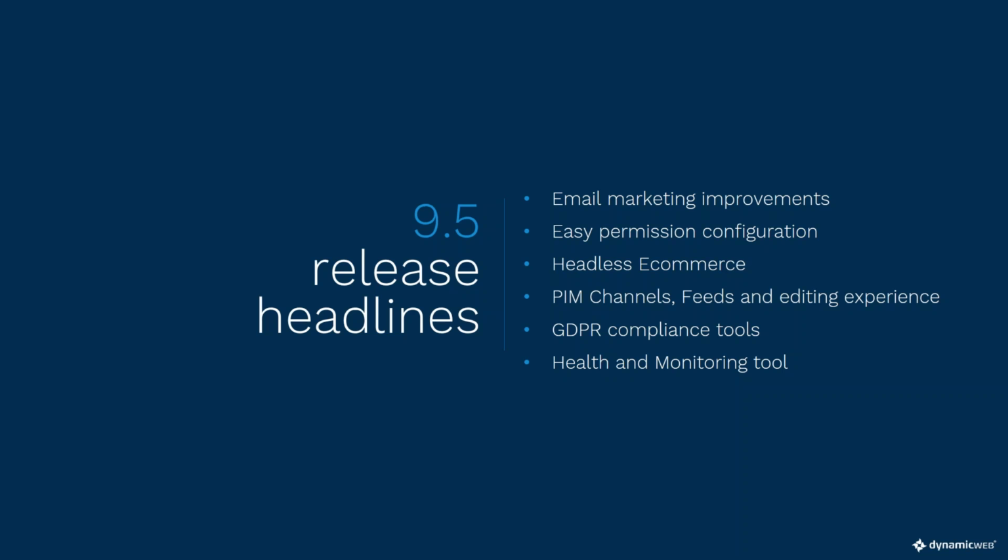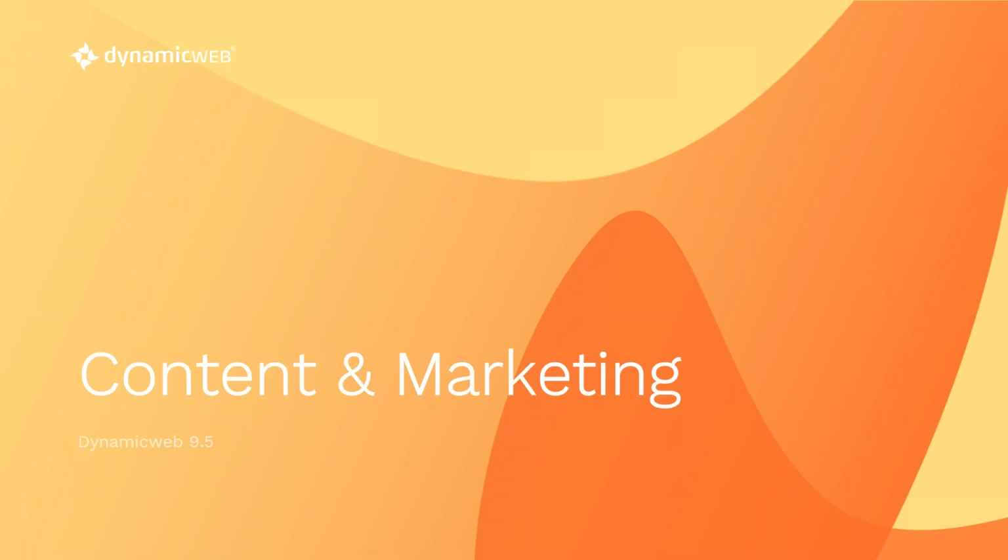We have a major update on the PIM system, including the new channel and feed system that will make it possible to integrate to stuff like Amazon and all the other interesting things happening in the e-commerce marketplace. And there's also a lot of improvements to the editing experience as well. Then we're going to take a look at some GDPR compliance tools and cookie handling. And in the end, I'm going to show you a new health and monitoring tool that's available for cloud users of Dynamicweb. But let's get into the content and marketing part of all of this.